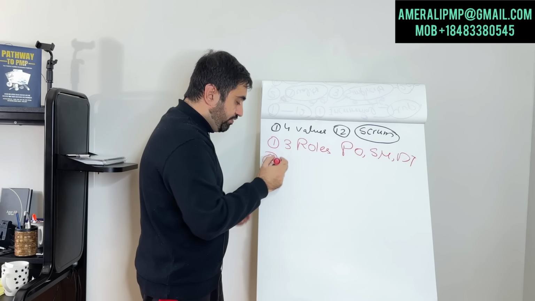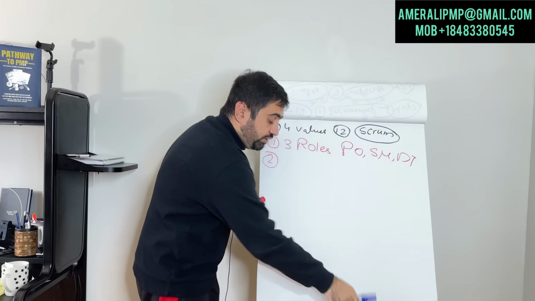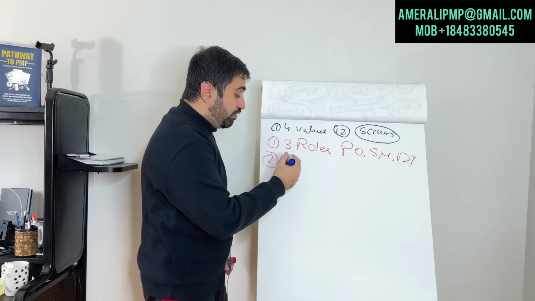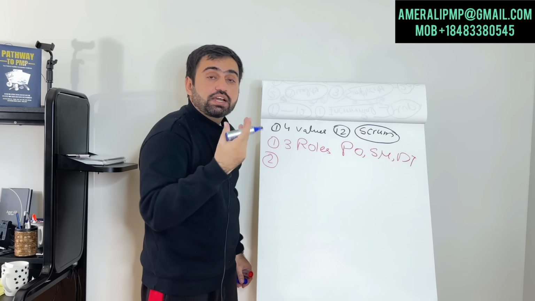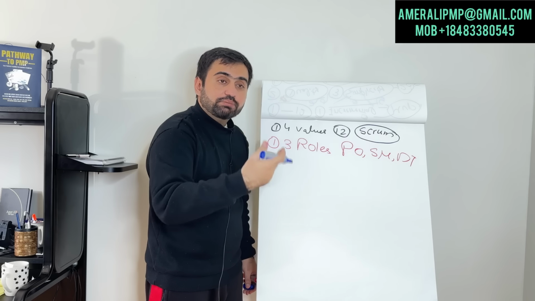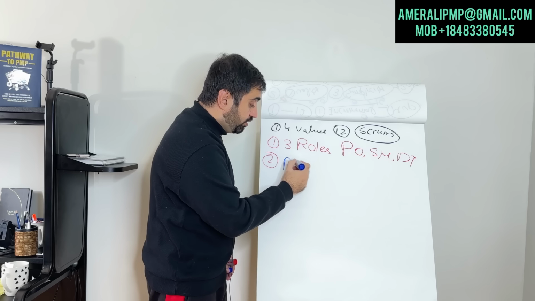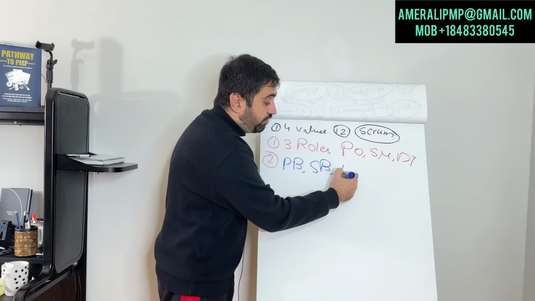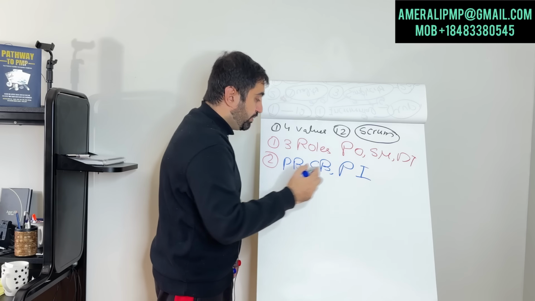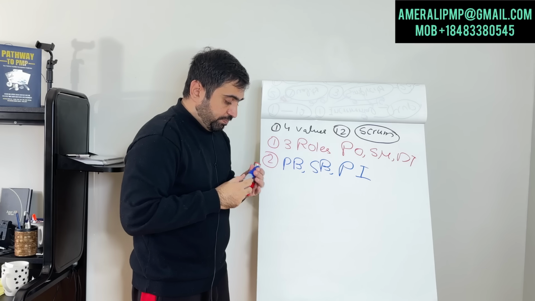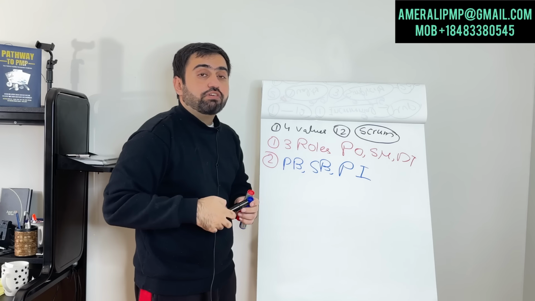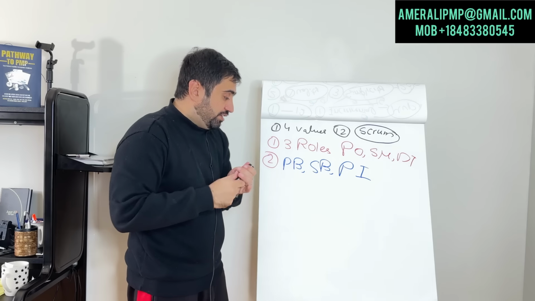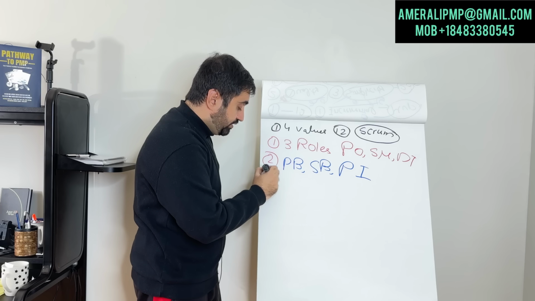Then I will be using different colors so that you can understand them when I say any of those things. We have 3 major artifact documents. One is product backlog, the other is sprint backlog, and the third one is product increment. 3 roles, 3 documents, and 5 ceremonies.